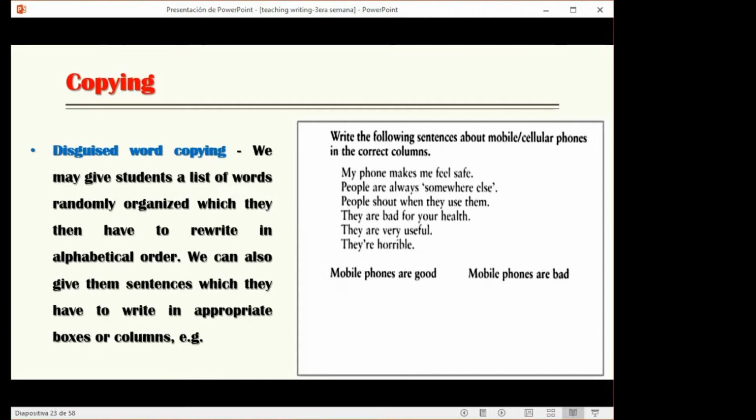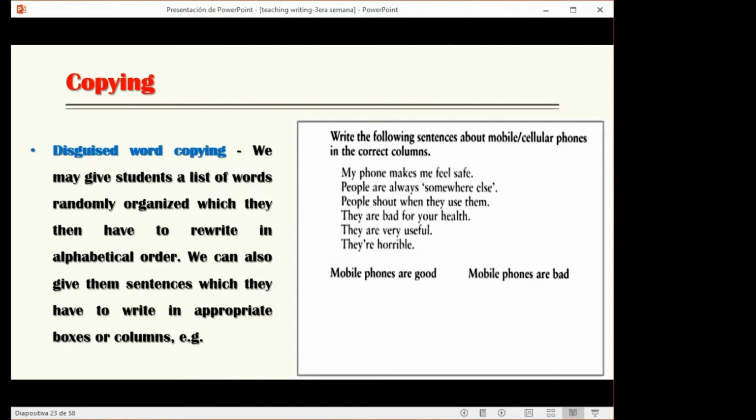Notice here the example. Write the following sentences about mobile or cellular phones in the correct columns. Notice they are going to organize. Mobile phones are good. Mobile phones are bad. So for and against, positive and negative points. So they start copying. Notice this way of copying reinforces some punctuation marks and also the spelling.